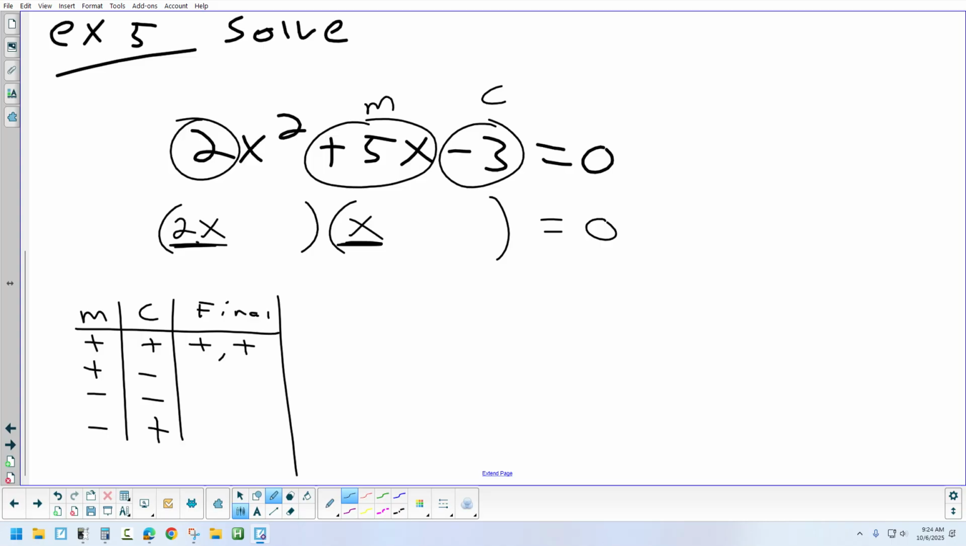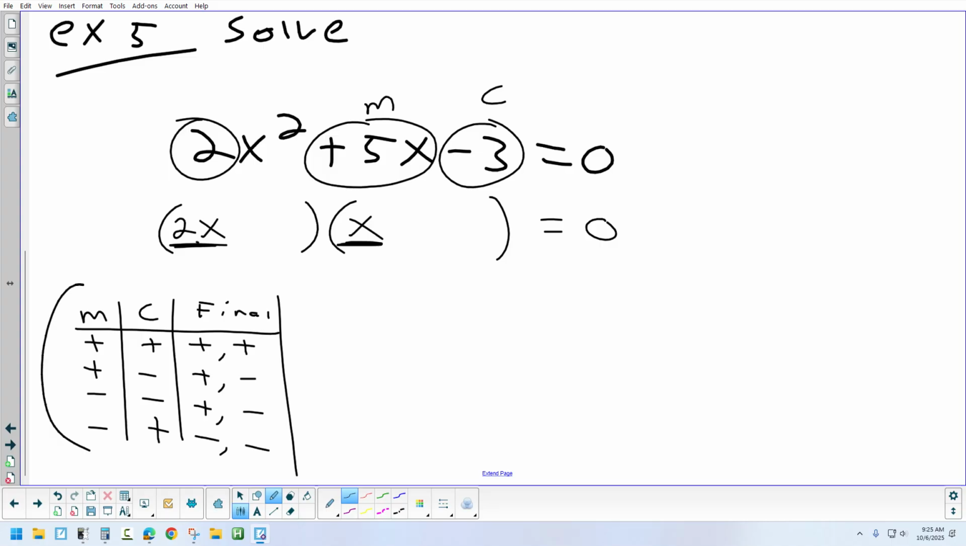Okay, the second one, that's what we have. The middle is a positive. The one on the end is a negative. You need 1 of each. If the middle is a negative and the constant is a negative, again, we don't have that, but if we did, you still need 1 of each. And the last case you can have is if the middle is a negative and the constant is a positive, you need both negatives.